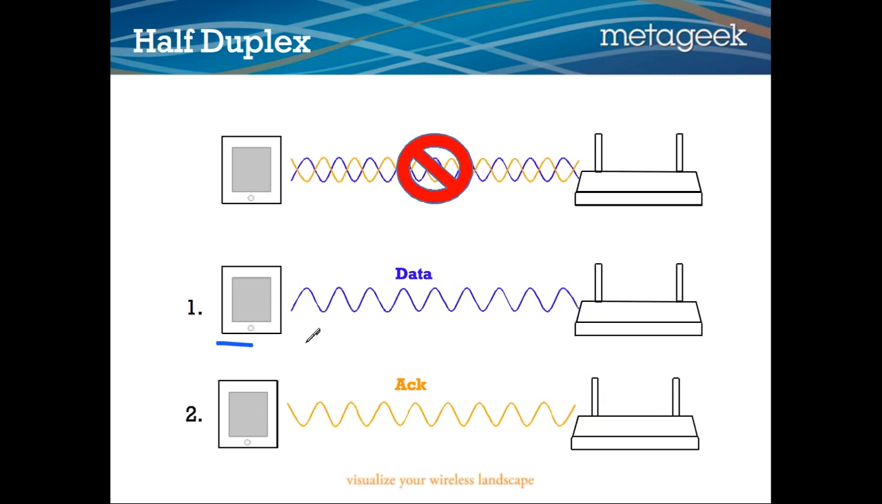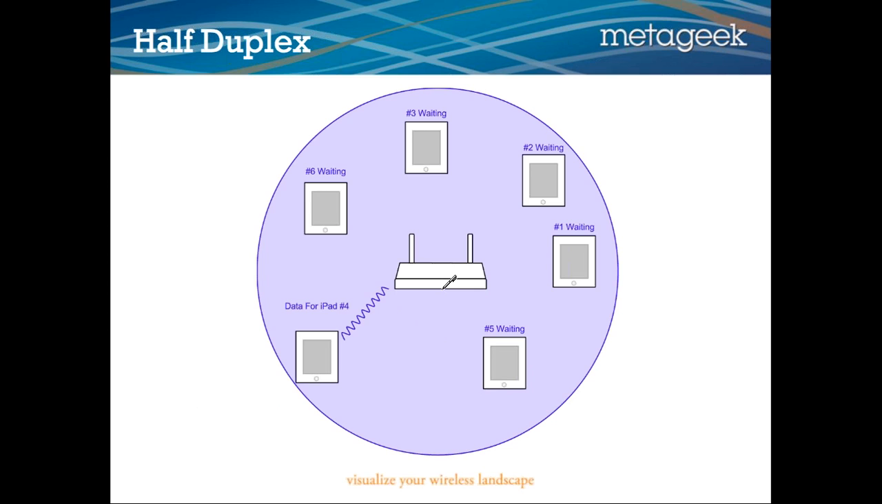Now, this is a nice example, one client, one access point, but we all know it's really not like that. In the real world, it's going to look more like this. And even this isn't quite complex enough. It's going to be more complicated than this. But in this example, we have 6 iPads and one access point. And while iPad number 4 is sending a data frame to the access point, all of these other devices need to be quiet.